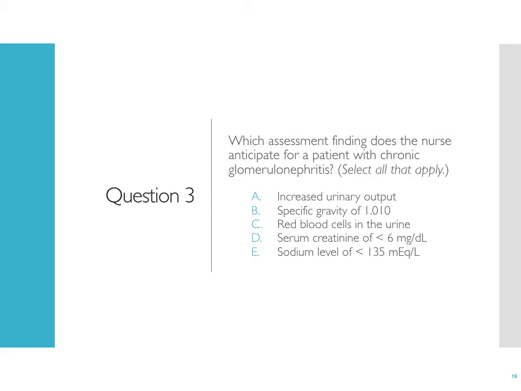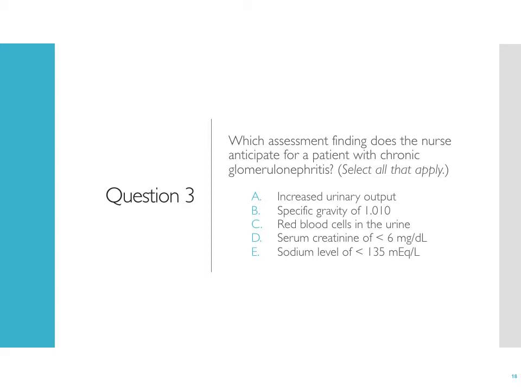And finally, number 3, which assessment finding does the nurse anticipate for a patient with chronic glomerulonephritis? You're going to select all that apply. So the first one is increased urinary output. One way of looking at the select all that apply questions is to look at each answer as a potential true or false question. So do patients with chronic glomerulonephritis have increased urinary output? True or false? No, they have decreased urinary output. So that's definitely a wrong answer.